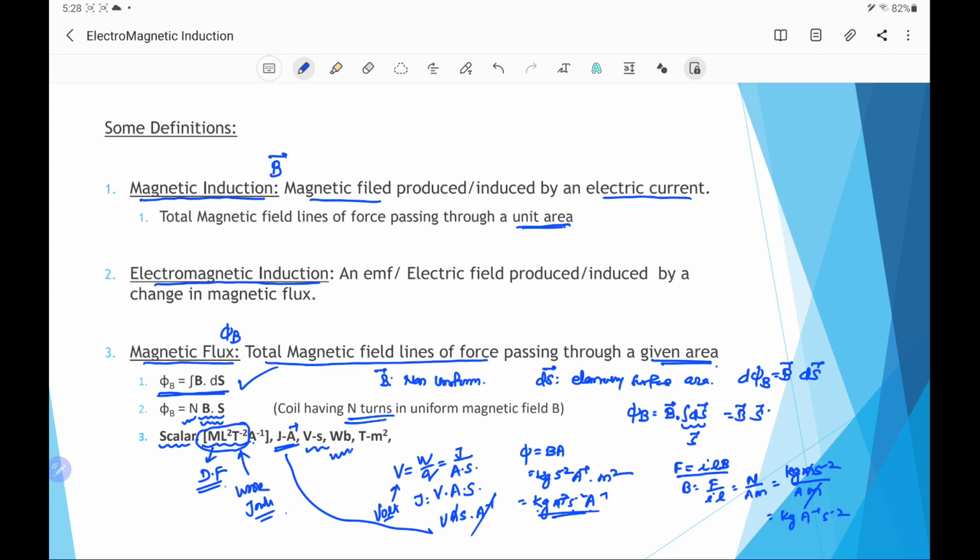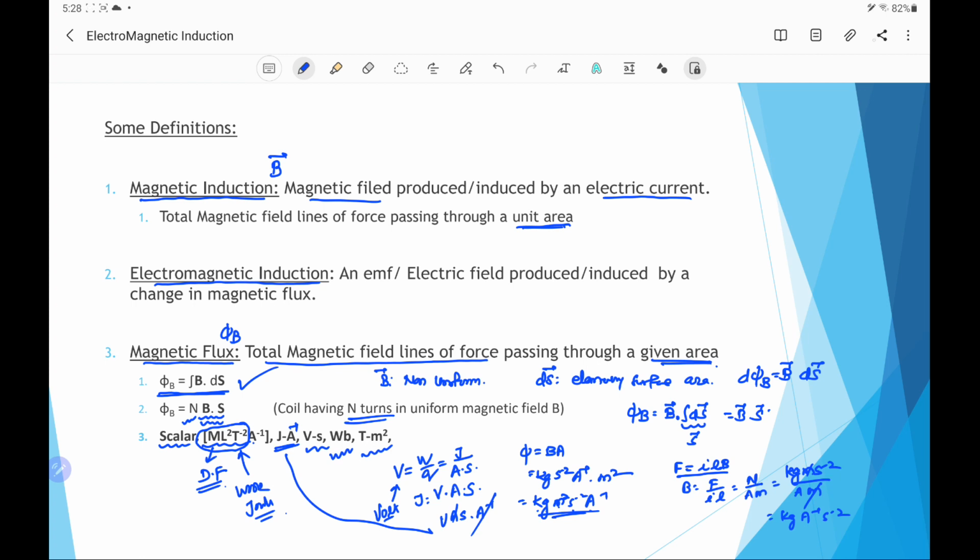The unit of magnetic flux is given a single term, the Weber, and because flux is BA, magnetic field into area, and magnetic field has a unit Tesla, therefore Weber can also be written as Tesla meter square. So these are the different units used for the magnetic flux.